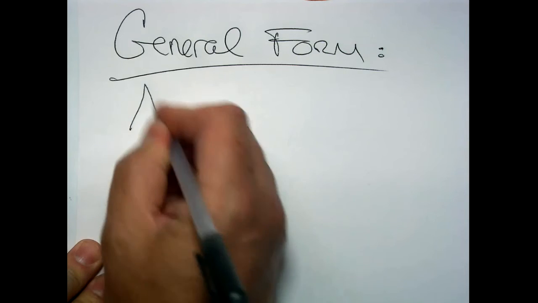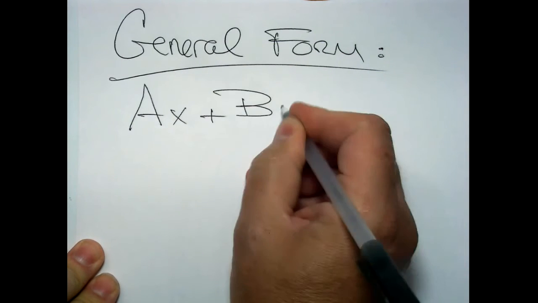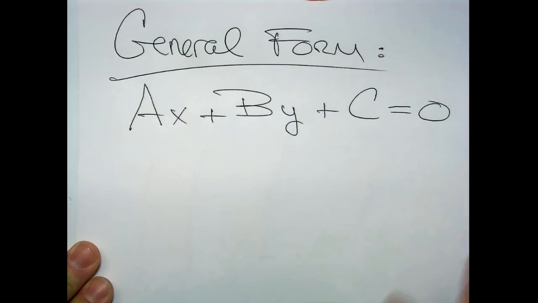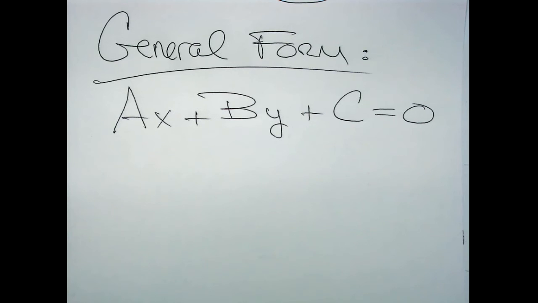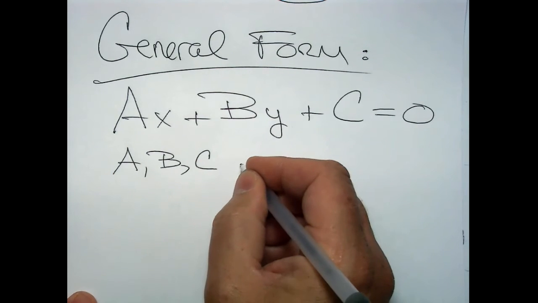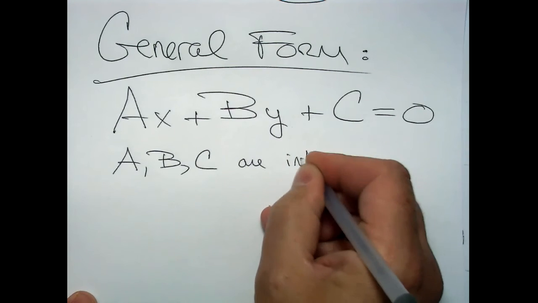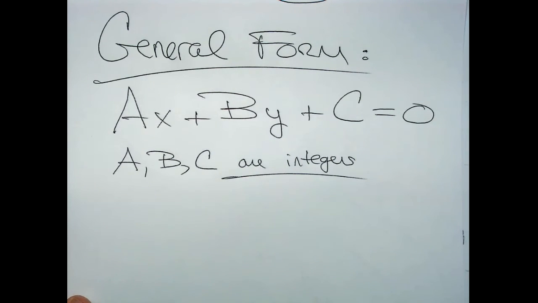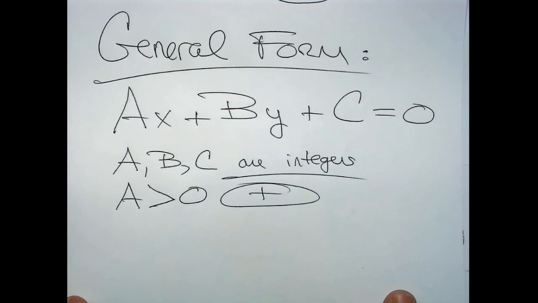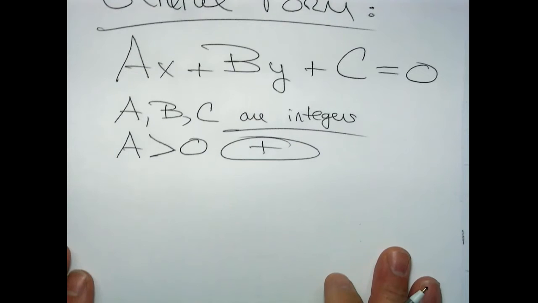But general form is a form that's used, and it looks like this. ax plus by plus c equals 0. Now, any equation of any line can be written in this form. And if you look at it, everything is piled up on the left side. And there's a requirement. A, B, and C should be integers. And A should be greater than 0. Those are the two requirements we have for general form.